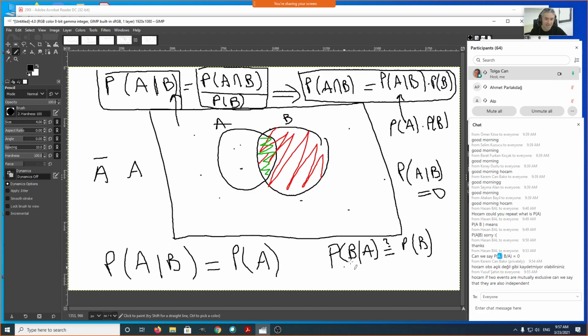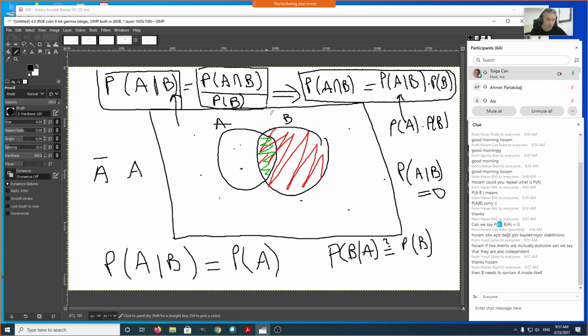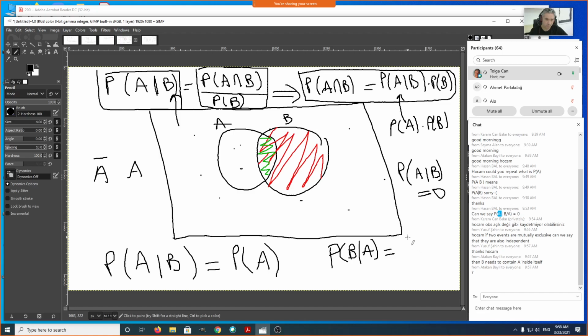What is P(B given A) without the knowledge of all the others, by using the conditional probability? So just look at this case, all right? A, B, and their intersection. So what is P(B given A)? Let me write the definition of conditional probability. P(B given A) is equal to P(B intersection A) divided by P(A), right?